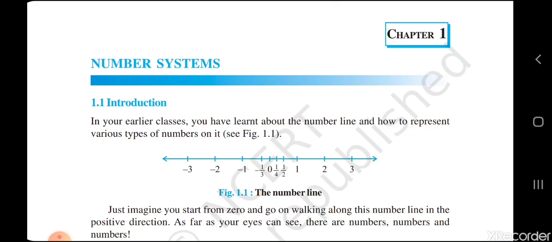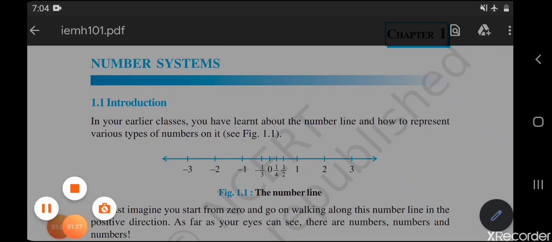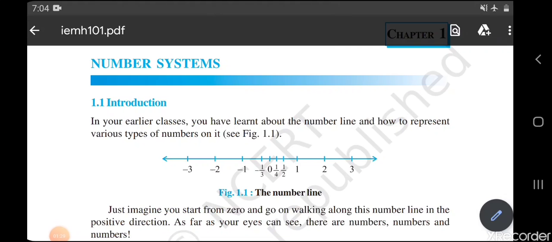So we can say that every real number is represented by a unique point on the number line, and also every point on the number line represents a unique real number. So in today's lecture we are going to locate some irrational numbers on the number line.